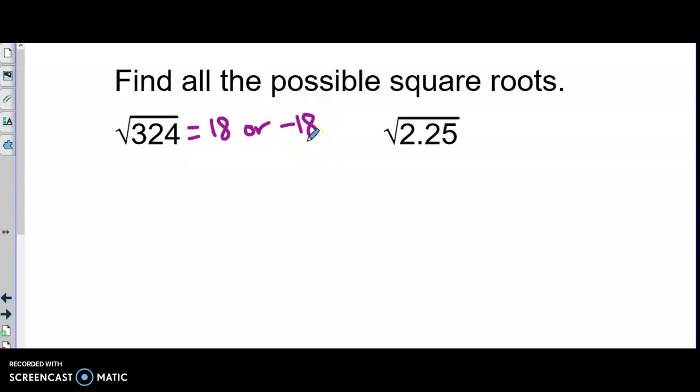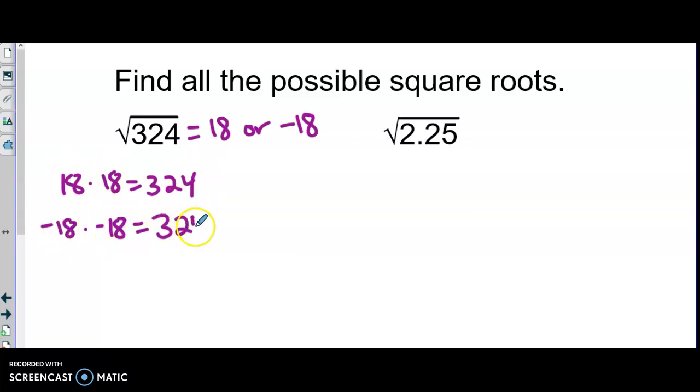So whatever answer you get, just remember it could be the positive answer or the negative answer, because 18 times 18 equals 324, and negative 18 times negative 18 also equals 324. So both of those are our solutions. And just as an FYI, a lot of times you'll see this written as plus or minus. Sometimes you'll see this where you see a plus or minus 18. That means both answers. That means the positive 18 and the negative 18.